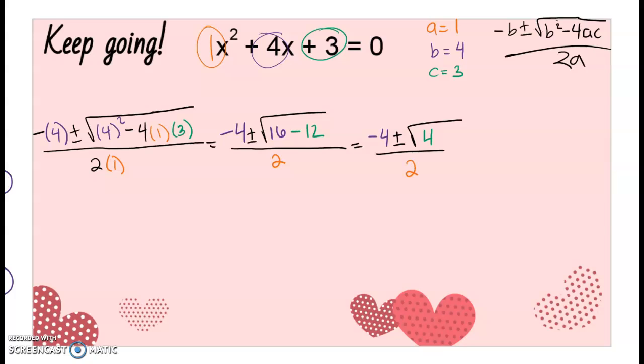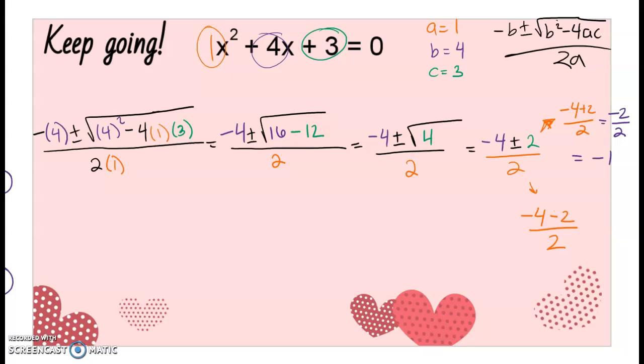So 4, is it a perfect square? Well, the square root of 4 is actually 2. So I have negative 4 plus or minus a 2 divided by 2. So what I have here is negative 4 plus 2 divided by 2. And I have a negative 4 minus 2 over 2 because this square root of 4 could be plus or minus. So negative 4 plus 2 gives me a negative 2 divided by 2, which gives me a negative 1. So negative 1 is my first option.